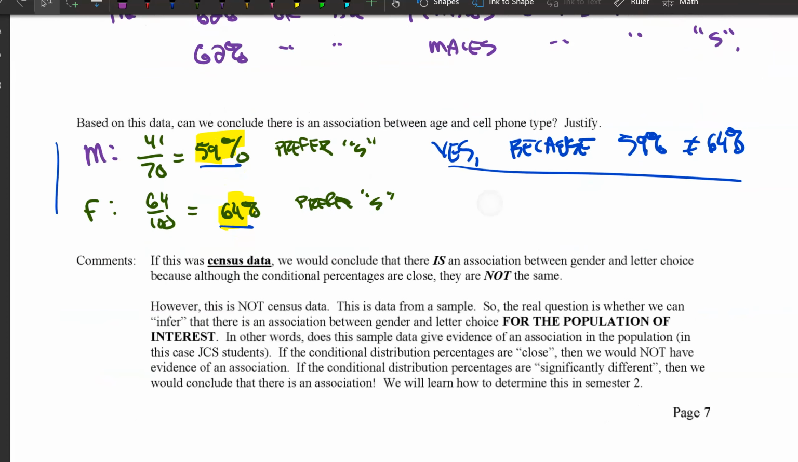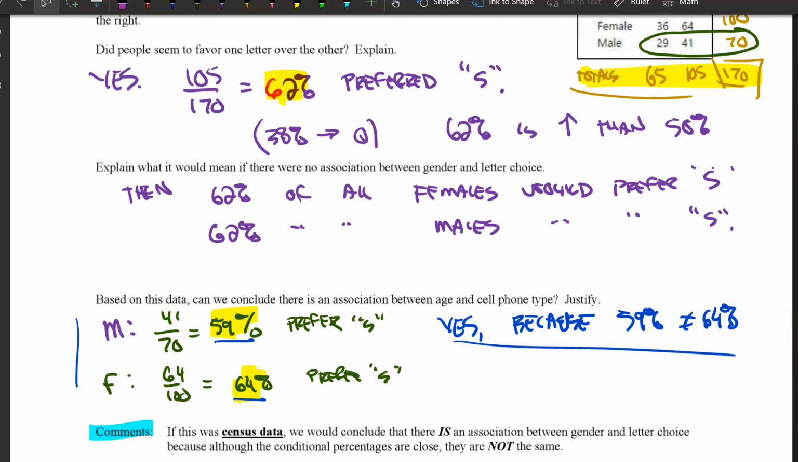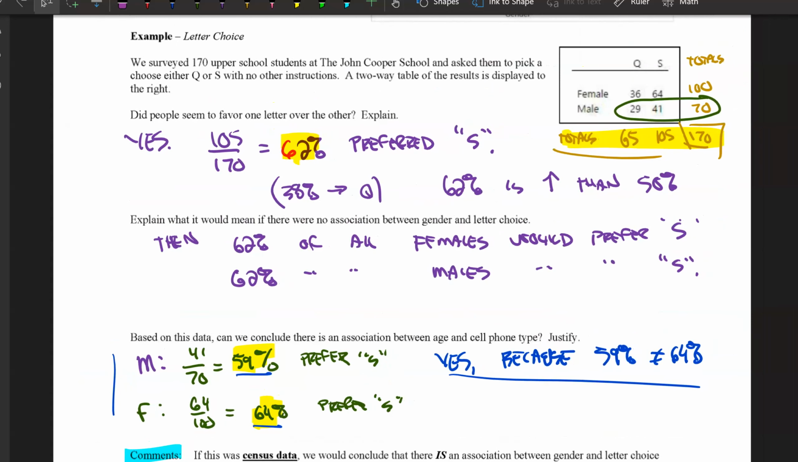So that's what I wanted to talk about with this comment here. If this was census data, we would conclude that there is an association between gender and letter choice, because although the percentages are close to each other, they are not the same. If this was a census and we surveyed everyone in the population, then if we ask is there a relationship, there is. Look at this, more girls than guys, okay?